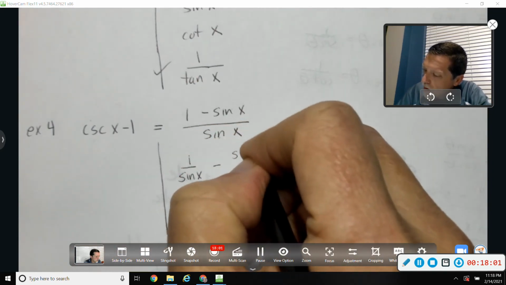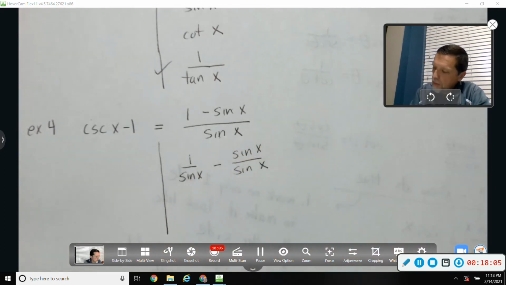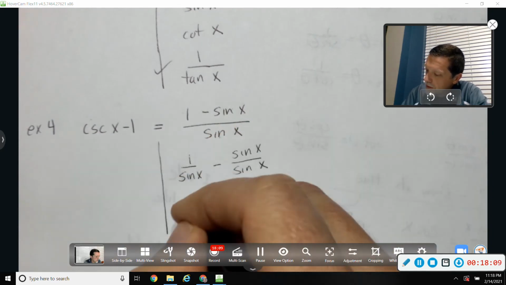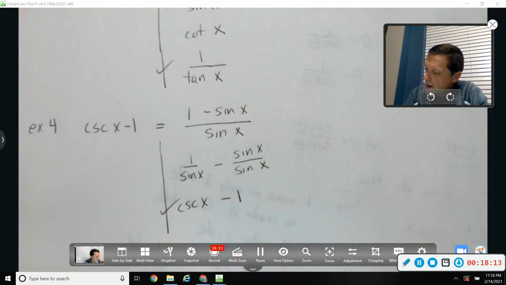Just algebra here. They're both over sine, so I'm going to write them separately. And then I'm almost there, because 1 over sine is the same thing as cosecant, and sine over sine is 1. So that actually turned out to be a pretty quick one.